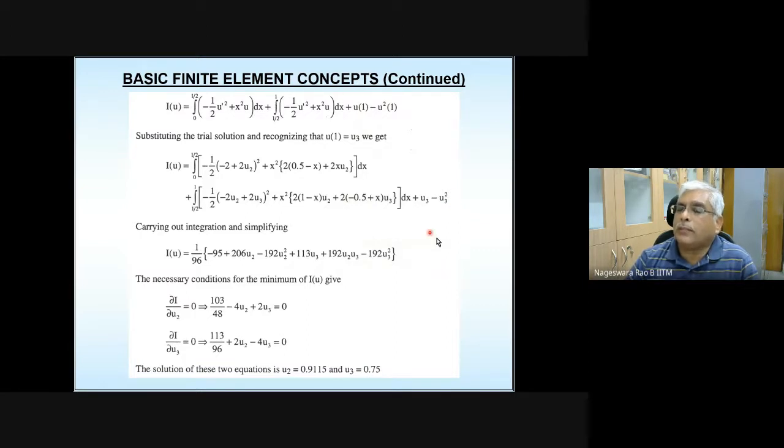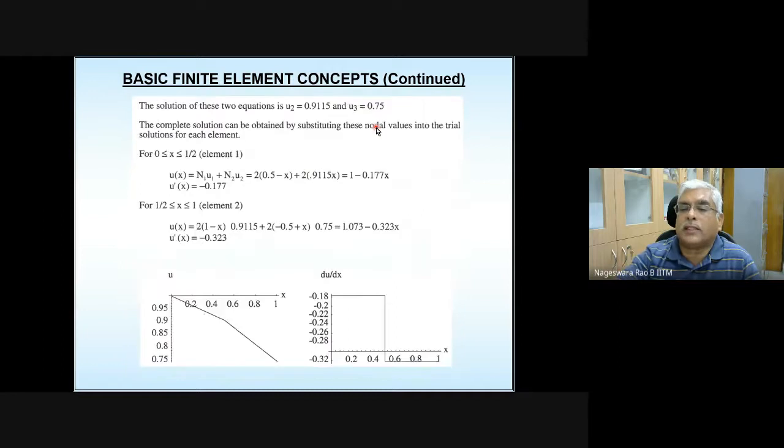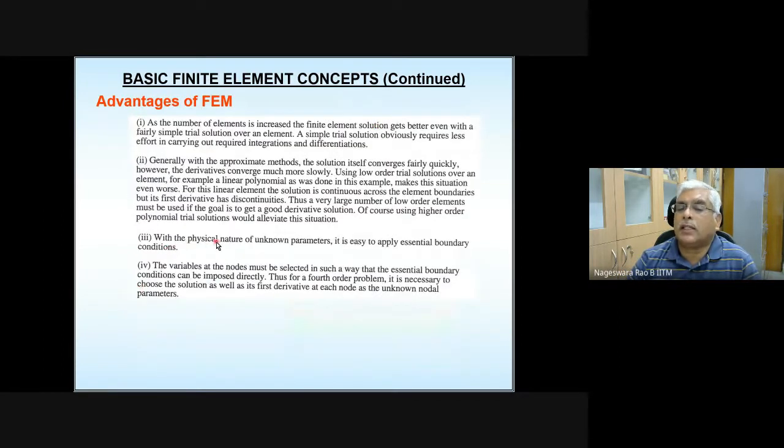So how is it possible? Because now these mathematical unknown coefficients are replaced with some quantities which have physical meaning, so that makes it easy to apply the boundary conditions. So that is what is mentioned here. With physical nature of unknown parameters, it is easy to apply the essential boundary condition. That is another advantage of finite element method. What about the fourth one? The variables at the nodes must be selected in such a way that essential boundary condition can be imposed directly.